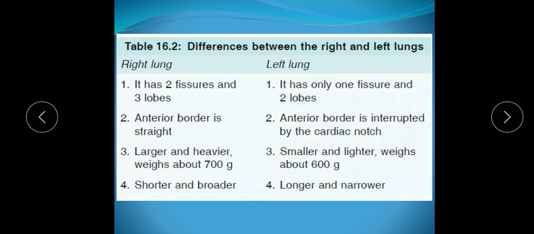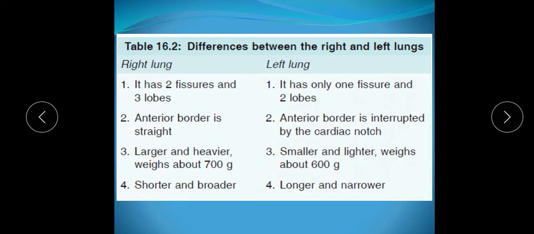Then the differences between the right and the left lung. The right lung has 2 fissures and 3 lobes. The left lung has 1 oblique fissure and 2 lobes. We have already seen that the anterior border of the right lung is straight, while the anterior border of the left lung is interrupted by the cardiac notch. The right lung is larger, heavier and weighs about 700 grams, and the left lung is smaller, lighter and weighs about 600 grams.